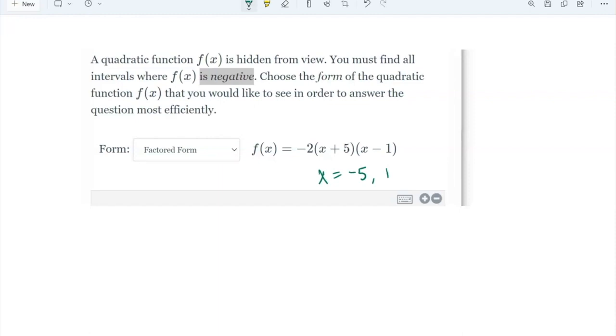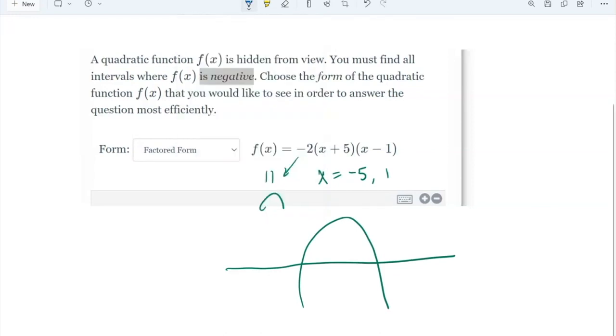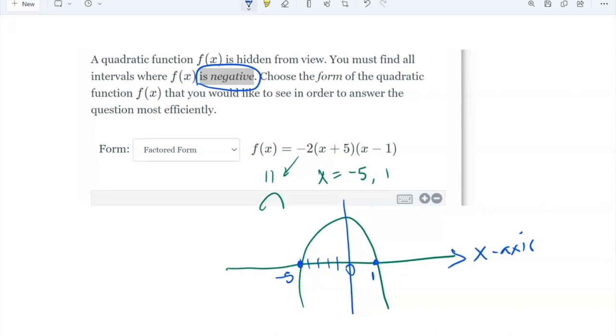Now picture whether this is happy or sad. This is sad, so the graph looks like this, and it crosses the x-axis at negative 5. So this is the point right here, negative 5. This is the point positive 1. So it crosses the x-axis at negative 5 and 1. Now the question is, when is this graph negative? In other words, when is it below? When it's below the x-axis, it is negative.